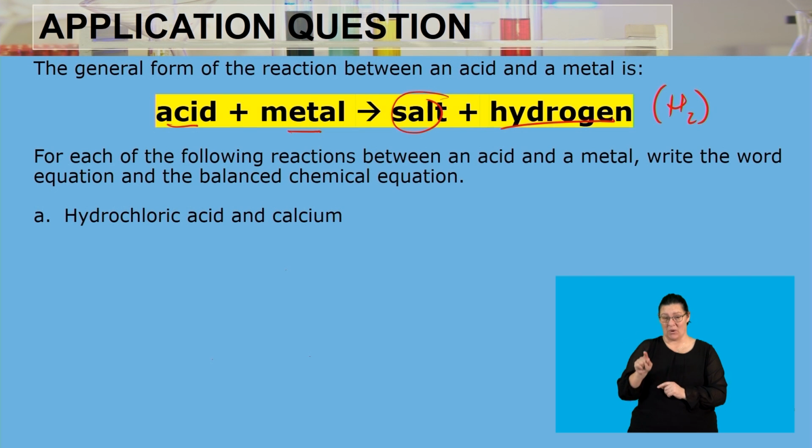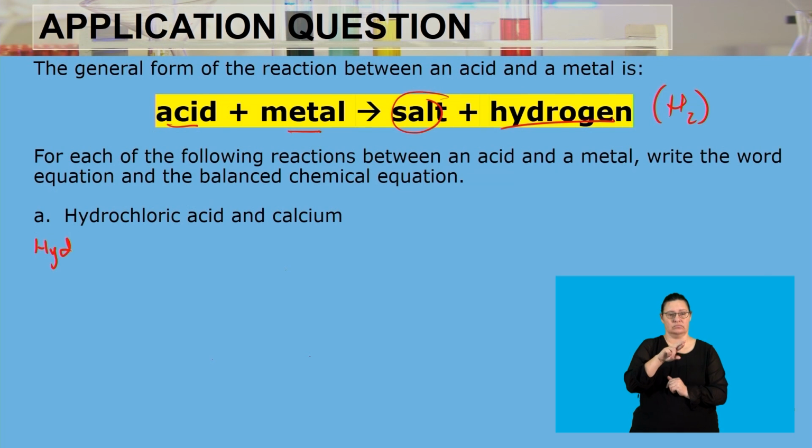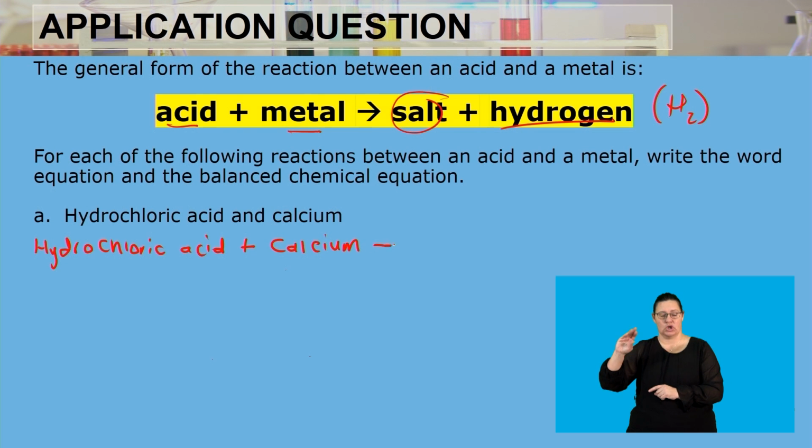Then, for each of the following reactions between an acid and a metal, we need to write down the word equation and then a balanced chemical equation. For when hydrochloric acid reacts with calcium, calcium is our metal, hydrochloric acid is our acid. So we know that the salt and hydrogen gas are going to be produced. Therefore, the word equation will be hydrochloric acid plus calcium will react to form calcium chloride.